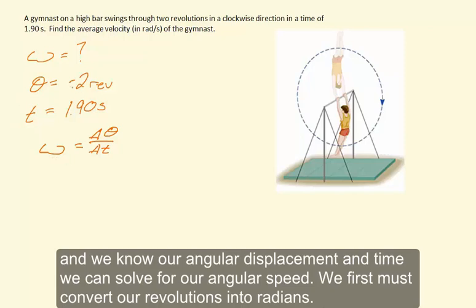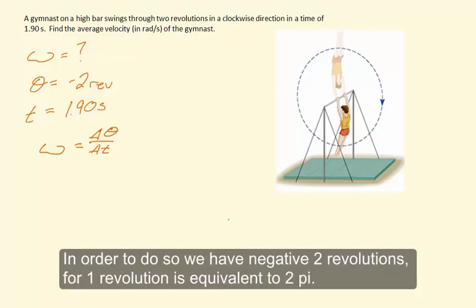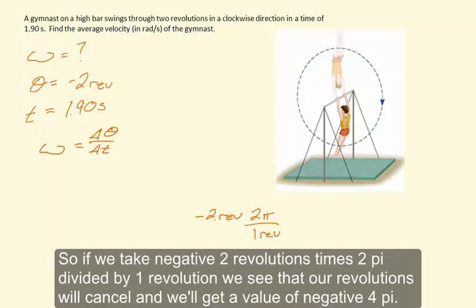We first must convert our revolutions into radians. In order to do so, we have negative 2 revolutions. 1 revolution is equivalent to 2 pi. So if we take negative 2 revolutions times 2 pi divided by 1 revolution, we see that our revolutions will cancel, and we'll get a value of negative 4 pi.